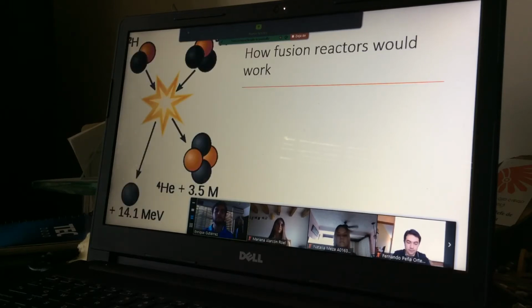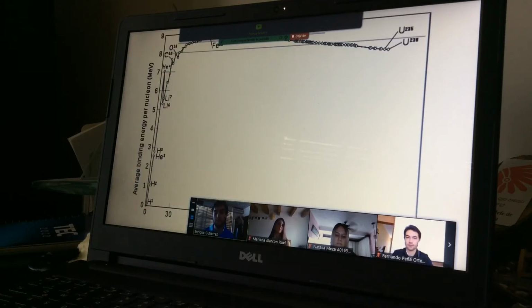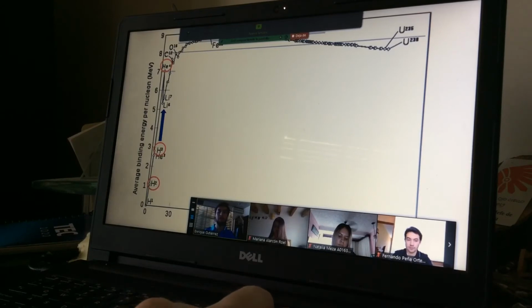Now fusion reactors will work the other way around. You have two small atoms, which are two hydrogen atoms, and they join to form a helium atom. This also releases energy because if you take a look at the chart again, you see that hydrogen is right here. And when they join, they go this way, they go up to form the helium atom. So this also creates energy, and as you may see, it creates a bigger amount of energy.